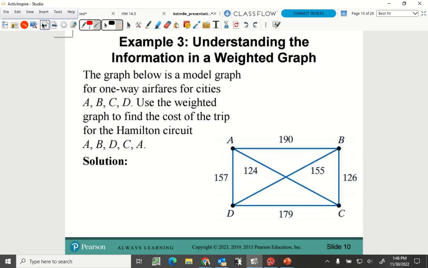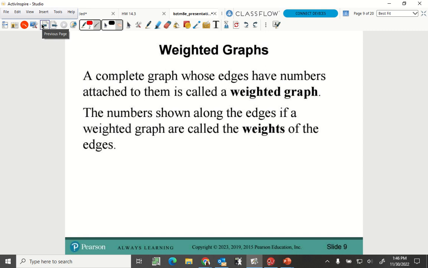Do we do this one? Yeah, we're going to do the weighted graph. A complete graph whose edges have numbers attached to them is called a weighted graph. So a weighted graph has numbers shown along the edges, called the weights of the edges. Now think of it like this. You're looking at a road map, going between two different places. If you take this one pathway, that one's going to be 5 miles. But if you take the left turn instead, that one's 7 miles. But they'll both take you to the same place.